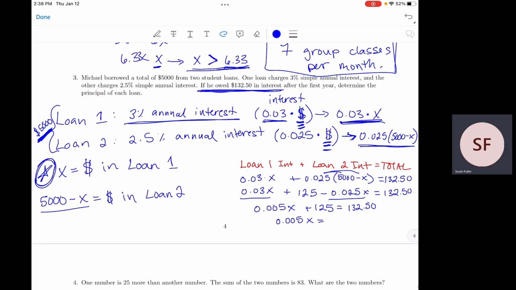132.5 minus 125 gives us 7.5 over here. And finally, we'll divide both sides by that 0.005x, which will give us x by itself. 7.5 divided by 0.005 is 1,500.